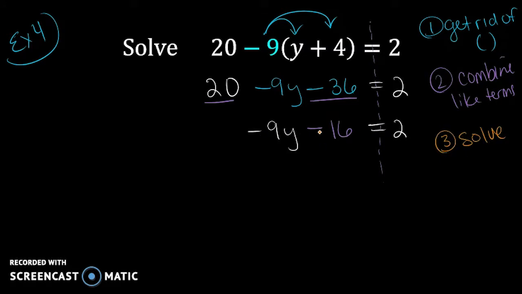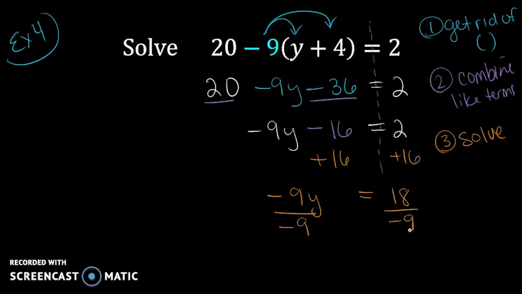So I have negative 9y minus 16 equals 2. Get rid of the 16 by adding 16 to both sides. So I will end up with negative 9y equals 18. Divide both sides by negative 9 to get rid of the negative 9. I end up with y equals negative 2.